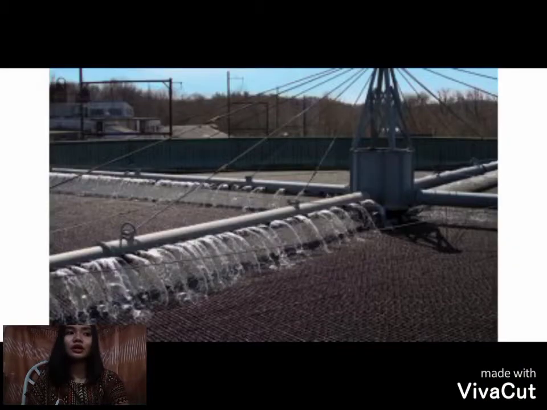So the second stage of trickling filter acts as a polishing step for the effluent from the primary stage by providing additional contact time between the waste and the microorganism.